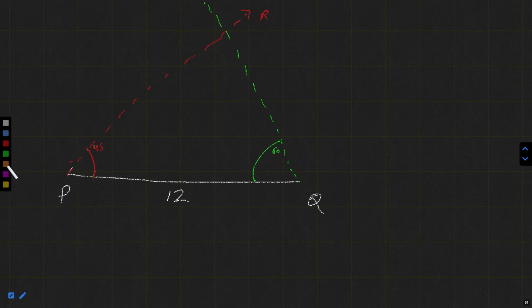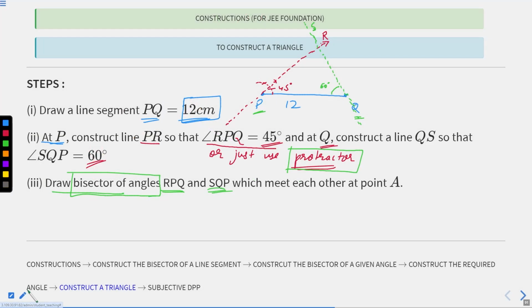So bisecting this angle, and bisecting this angle also, the intersection point we call A. So this point is A. After bisecting both of the angles, the intersection point we name as A. I hope now it is clear. So we did our third step.